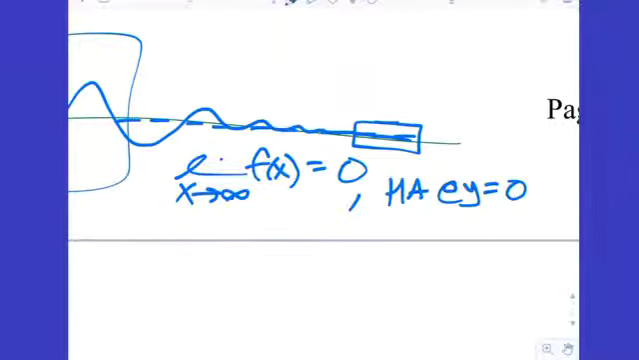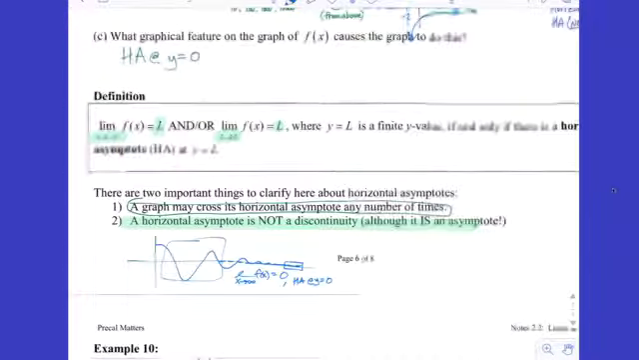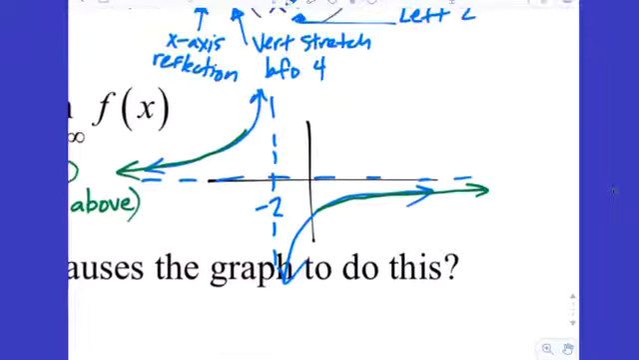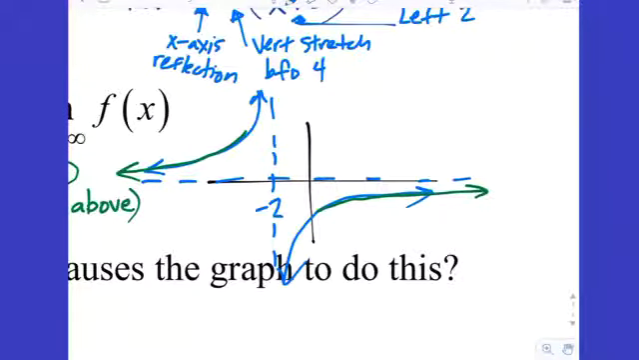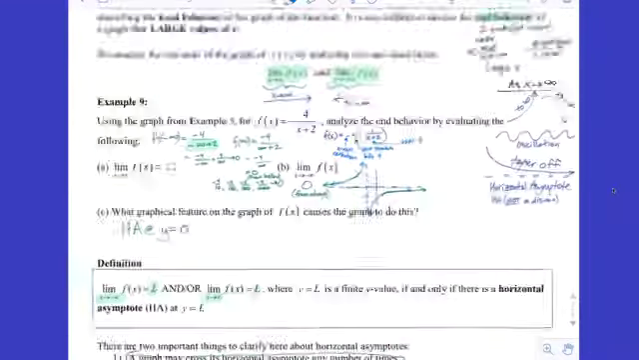How many times then would this graph cross its horizontal asymptote? Infinitely many times. Yeah. So a horizontal asymptote is an asymptote, but it is not a discontinuity. Okay? It is not a discontinuity. Most graphs, to be honest, like this one that have a horizontal asymptote, most graphs don't cross their horizontal asymptote. But it is a possibility. So I want you all to be aware of that.